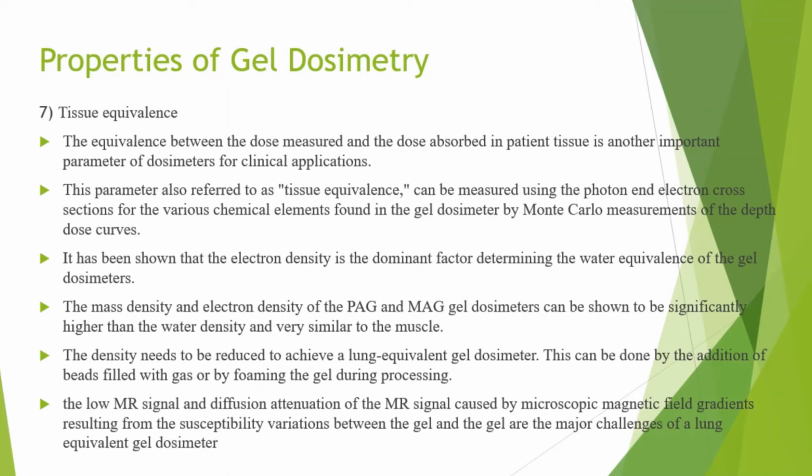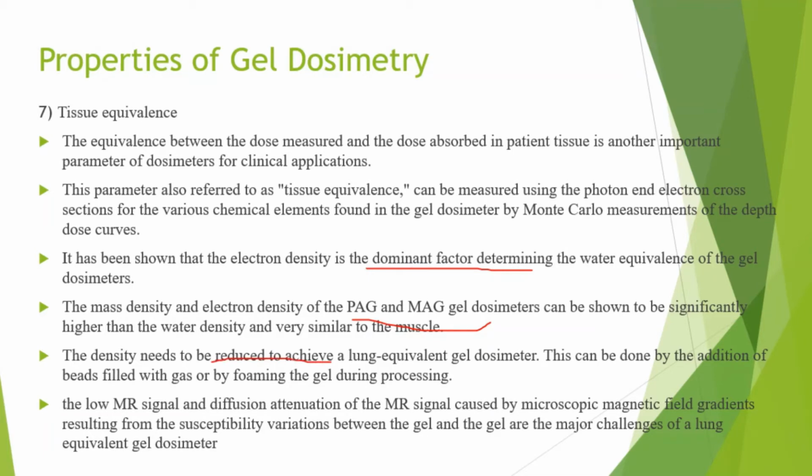It has been shown that the electron density is the dominant factor determining the water equivalence of the gel dosimeter. The mass density and the electron density of the PAG and the MAG dosimeters can be shown to be significantly higher than water and very similar to muscle. The density needs to be reduced to achieve a lung equivalent gel dosimeter. This can be done by addition of beads filled with gas and forming the gel during the processing.